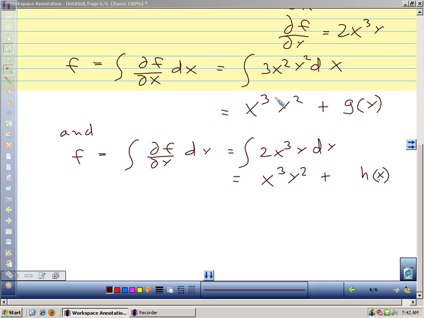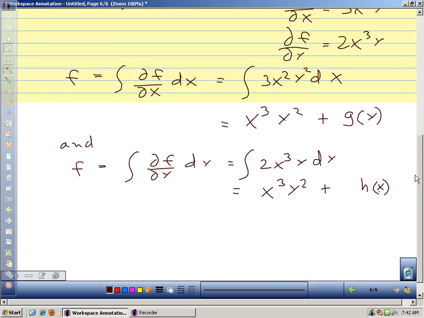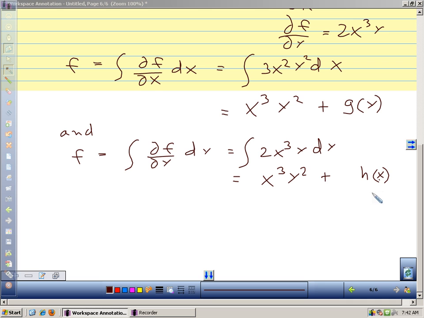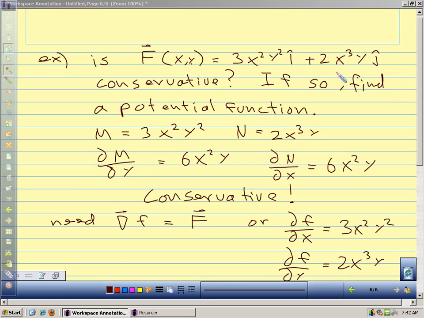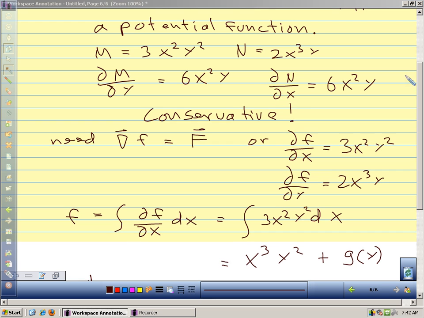So when we take our partial derivatives of this function, we get our vector field. So our constant doesn't vary with x or y. So f is x cubed y squared plus just some constant. Because when we take the partial with respect to x, we get m, and when we take the partial with respect to y, we get n.